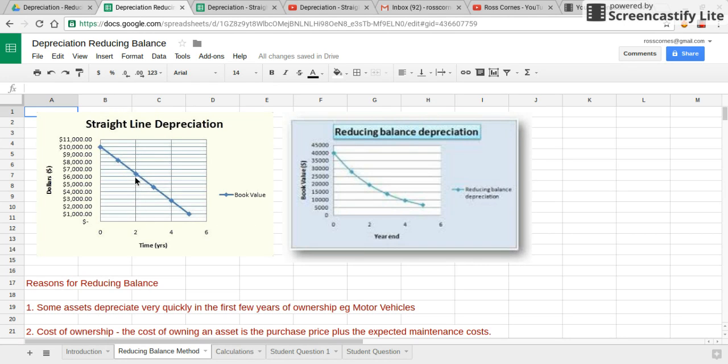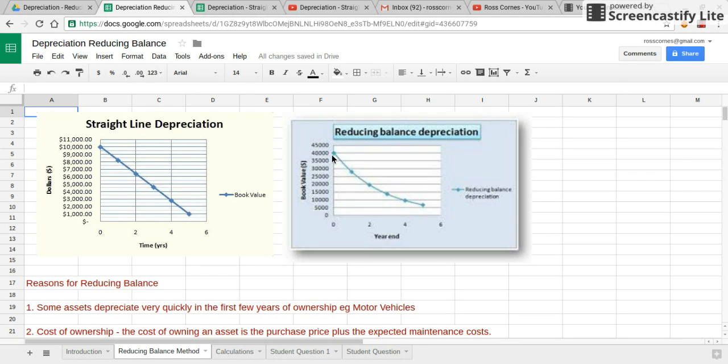So what we looked at last time was straight line depreciation, and here we're looking at the book value of the asset, so how much the asset is worth in the statement of financial position. With the straight line method, it's a nice straight line. It decreases by the same amount every year until it gets down to either the residual value or zero.